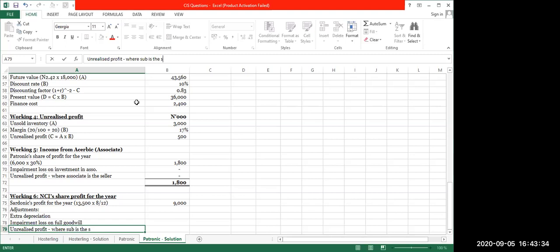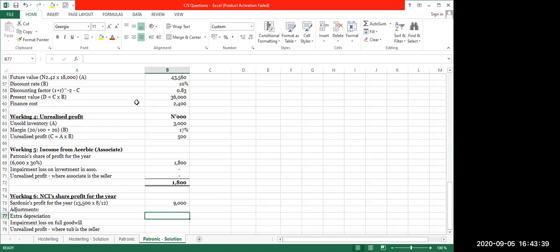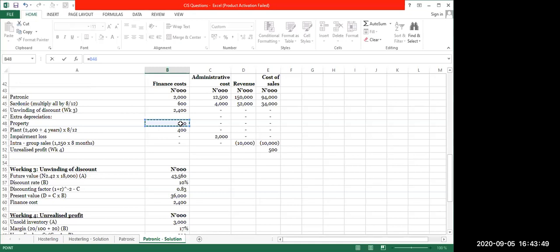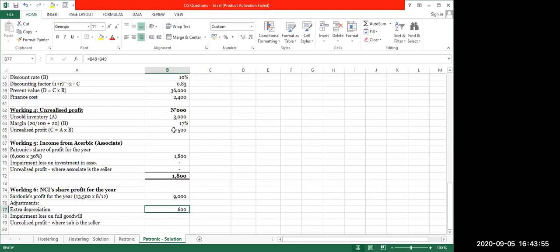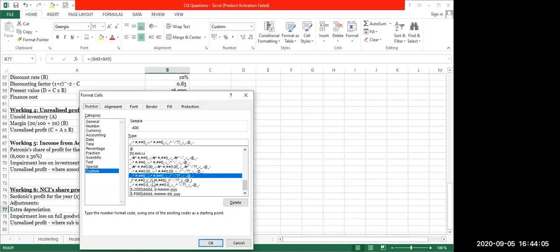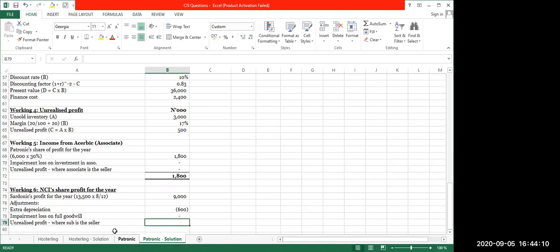In the question, we start with extra depreciation. For the question, extra depreciation came in two folds, 200 and 400. That was 600. So we have to deduct the extra depreciation. The impairment loss in the question was on partial goodwill. So it's not applicable here. The seller was the parent, if you check through the question.